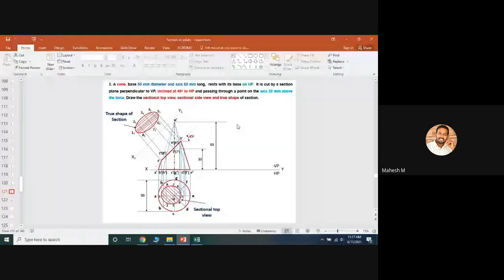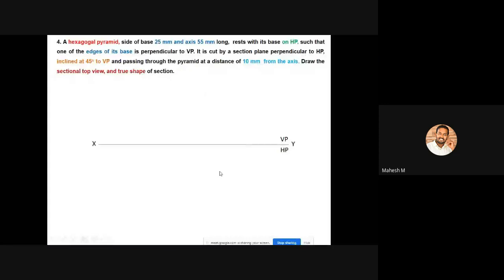So our next problem is a hexagonal pyramid, side of base 25 mm and axis 55 mm long. So you know how to draw the front view and top view for our hexagonal pyramid with its base on HP. So the base is on HP. So you have to draw the hexagonal shape in the top view, such that one of the edges of its base is perpendicular to VP.